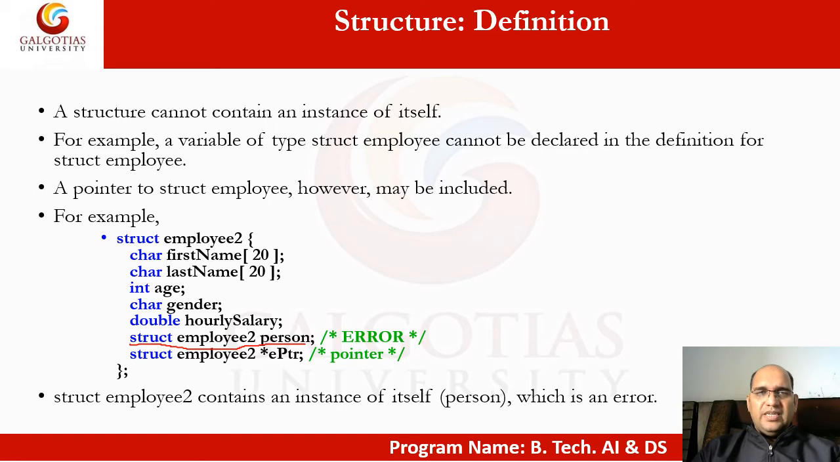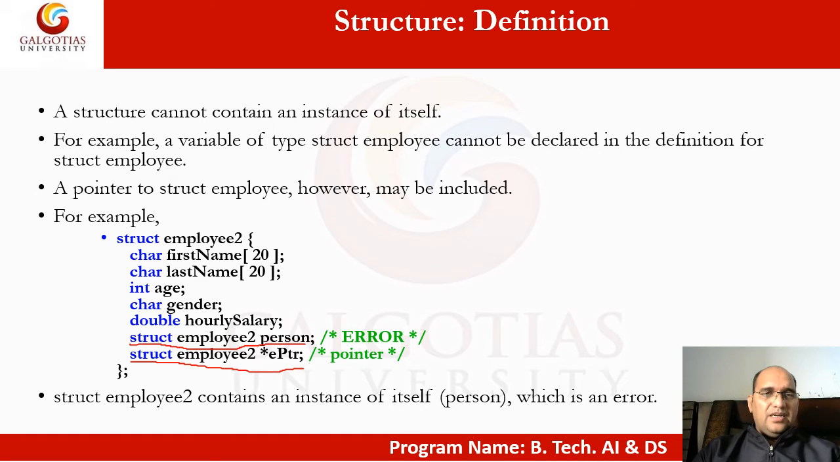But if you do this inside the same structure, then it will give an error. What we can do is have a pointer of type struct employee 2. It means there is a member inside struct employee 2 which can store the address of a similar kind of structure. This is actually used when you use a linked list, a queue, or a tree; this kind of declaration is required there. You just have to understand that this instance is not allowed, but a pointer variable is allowed.